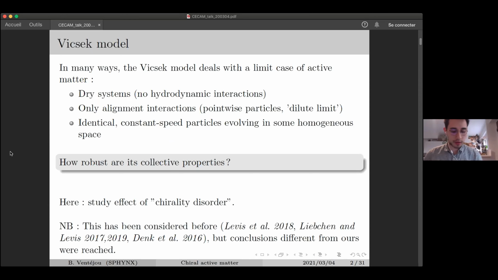So we will study the effect of a chiral disorder, and the main question is how robust are its collective properties, or in other words, how does the chirality affect the different phases of the Vicsek model? I want to say that some people have already considered this topic. We can cite Lewis and Lipschen, and Denk and Fry.